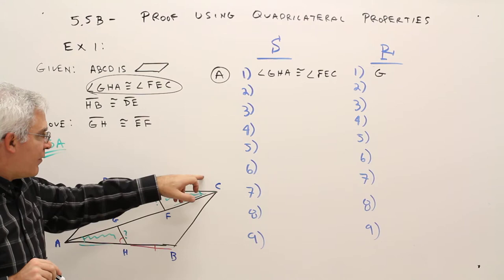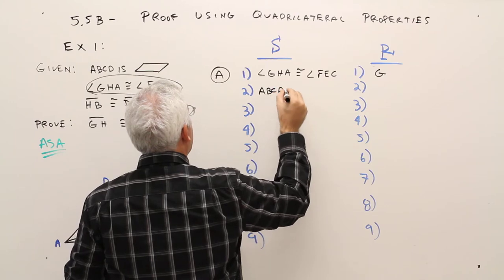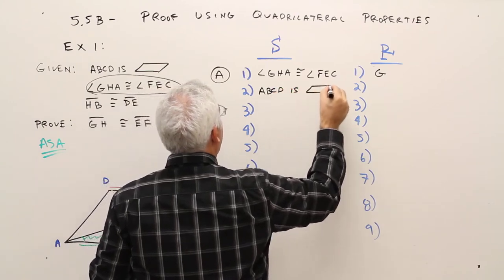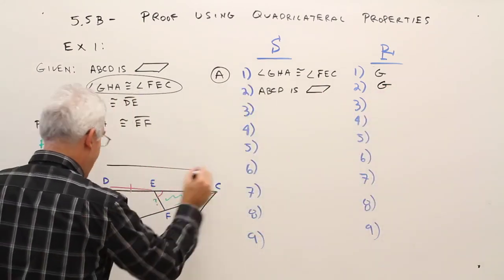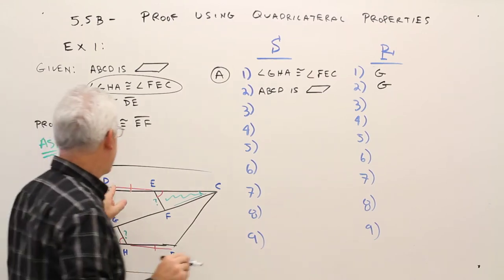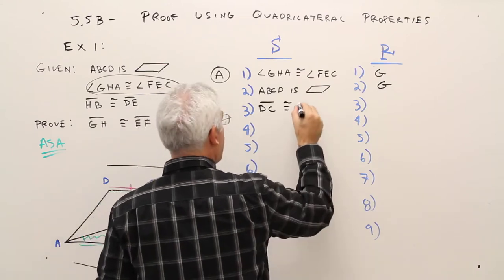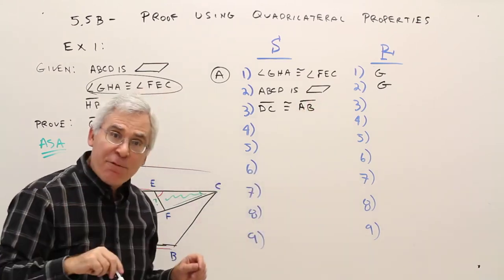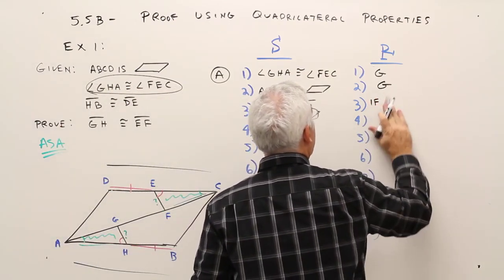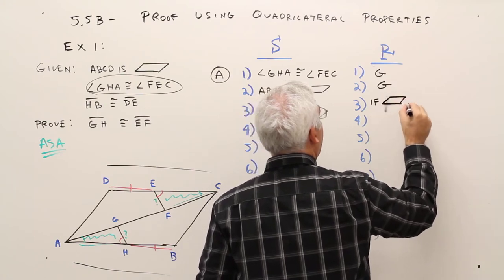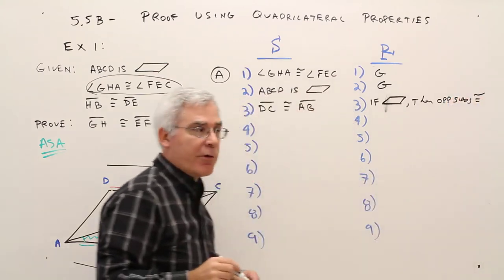So again, what I'm going to do is say that I'm a parallelogram. So ABCD is a parallelogram, given. And then from that, I'm going to be able to get these opposite sides being congruent. So I can say DC is congruent to AB. And I'll say, if parallelogram, then opposite sides are congruent.